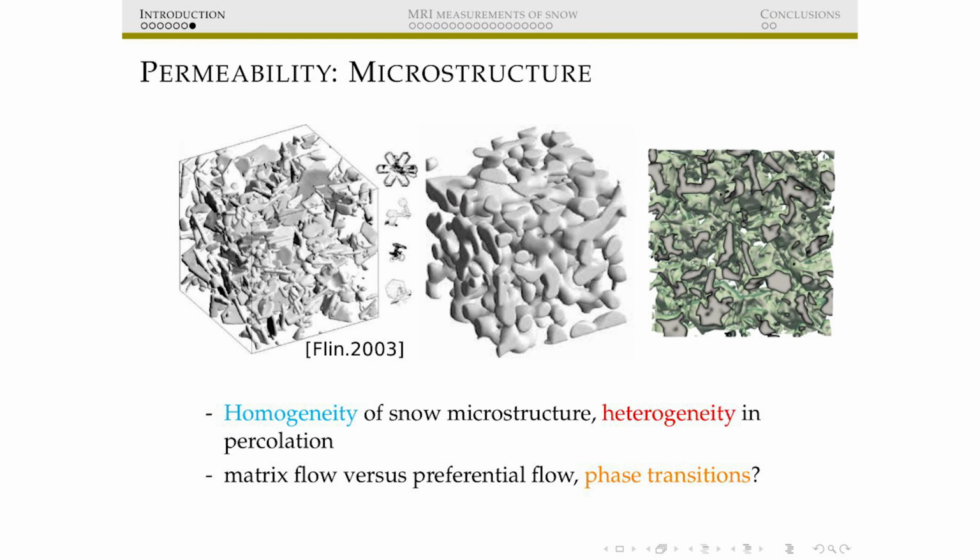Good. And microstructure plays a big role. If you see here 3 different types of microstructures: fresh snow, rounded grains, and depth hoar, we can already imagine that snow melt and snow percolation must be very different in these types of microstructures.